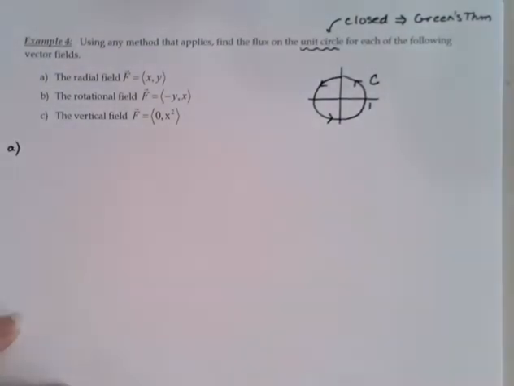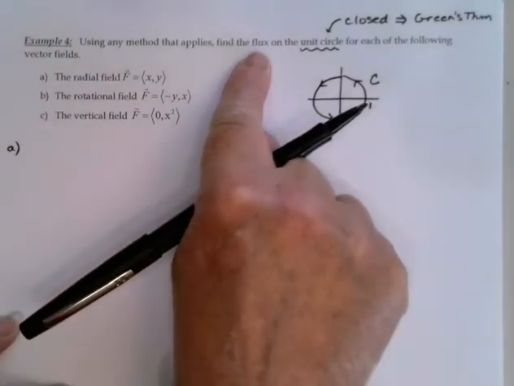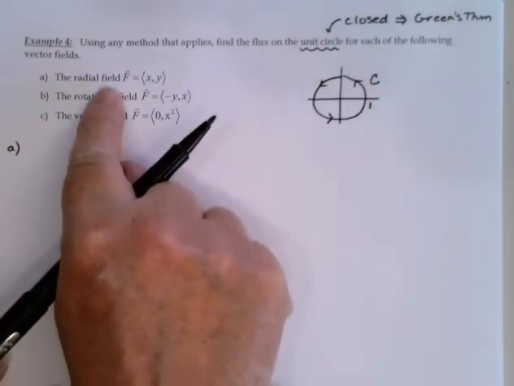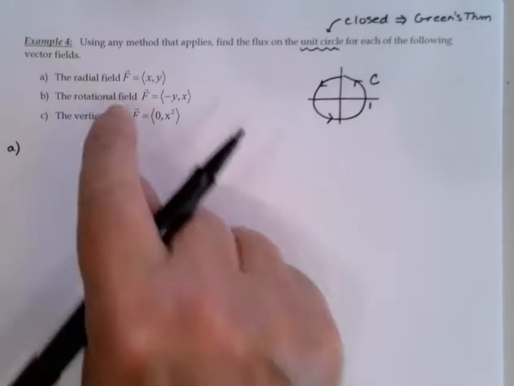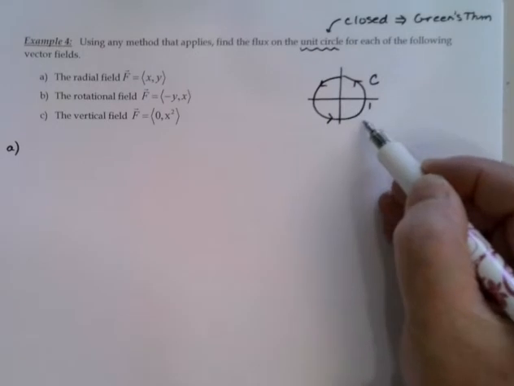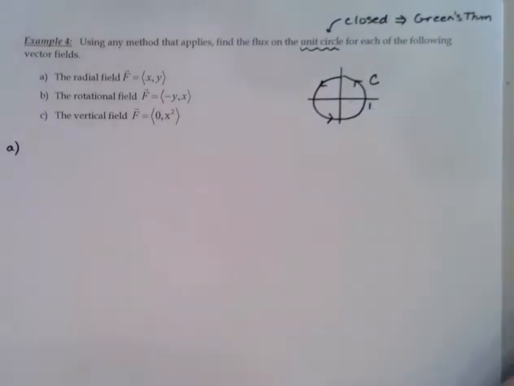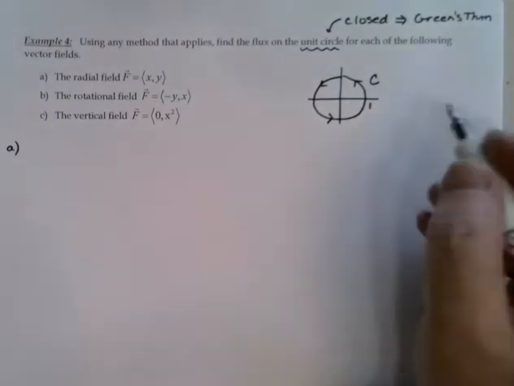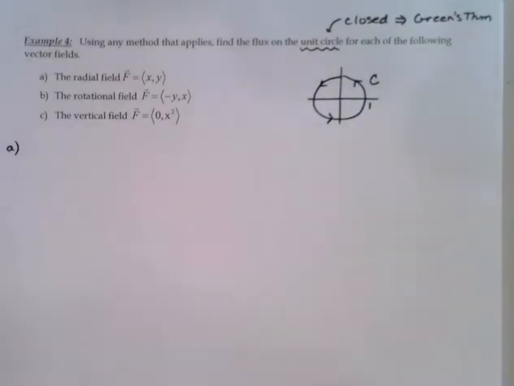All right, keeping in mind we want flux, the radial field, xy, is going to provide vectors that always go out from the origin. So I do see an outward flux. It's going to cross that boundary in the outward direction all over the place. I'm expecting a positive value here.